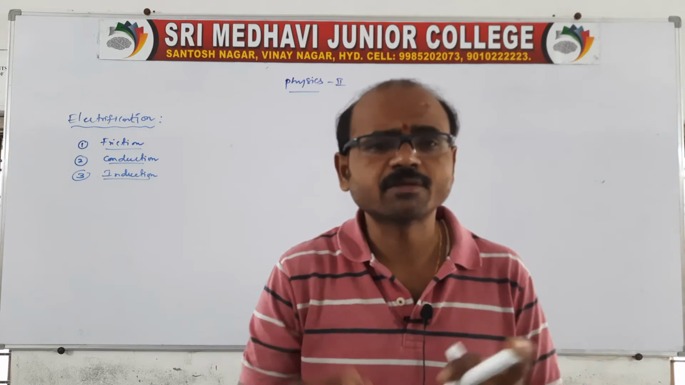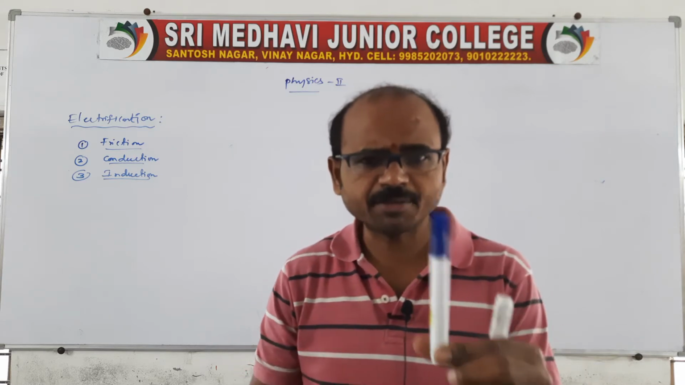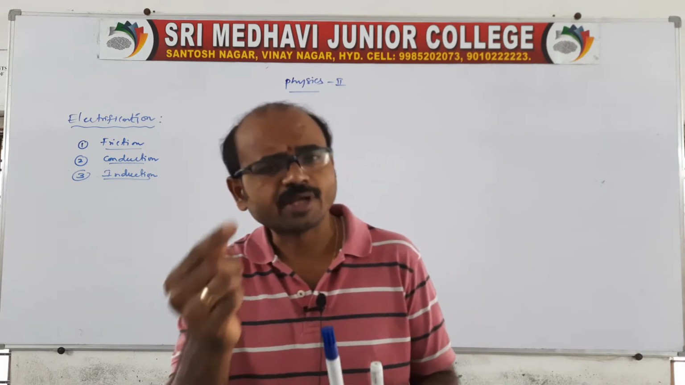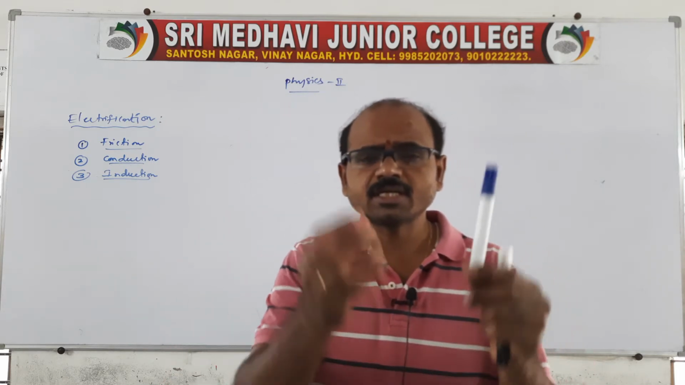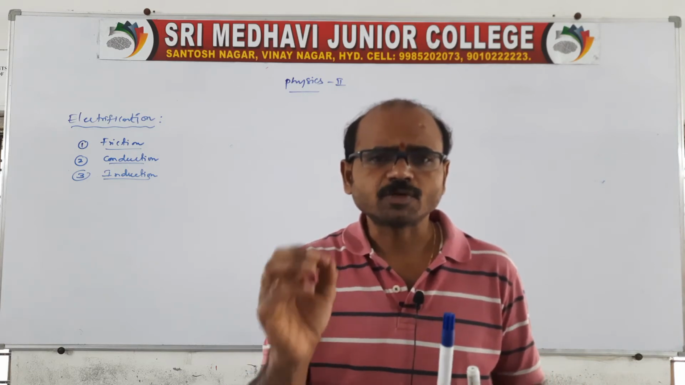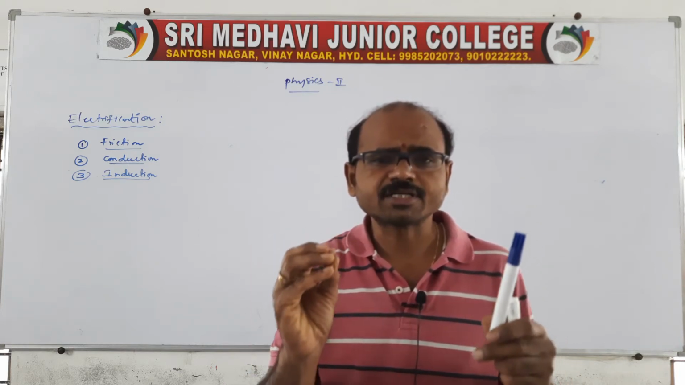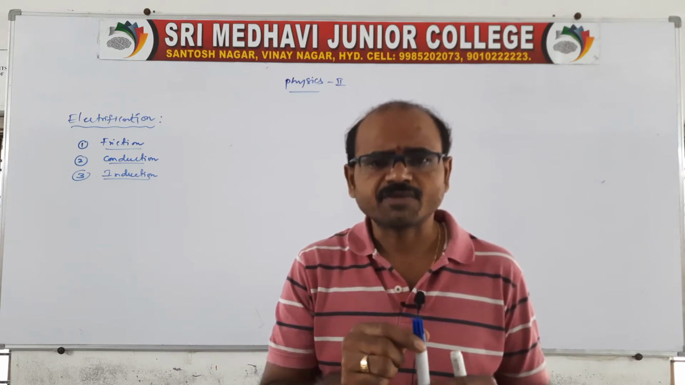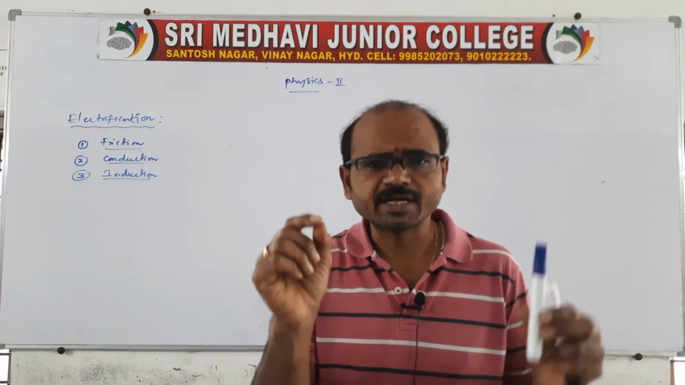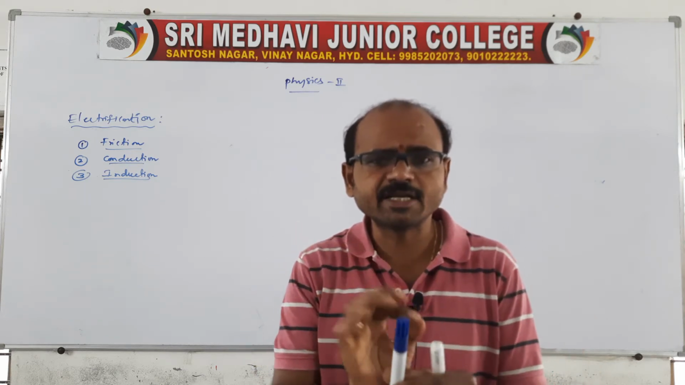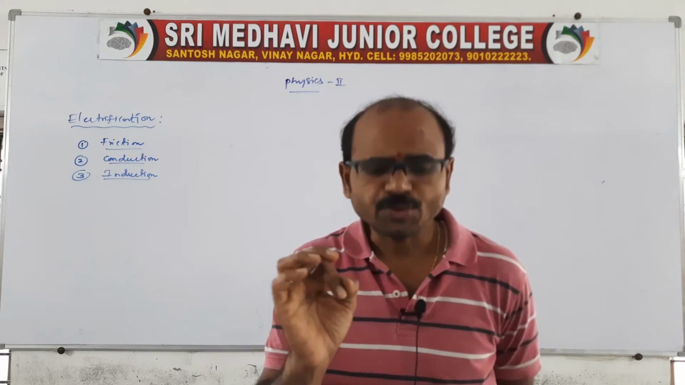Sir, how can a body be charged by friction? Suppose you take a pen, a scale, or a rod. All of these are neutral bodies. Neutral means that both positive and negative charges are equally distributed. If the body has equal distribution, we call it a neutral body.